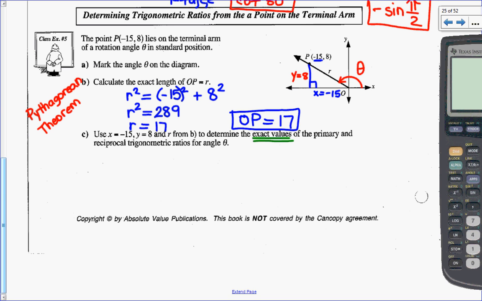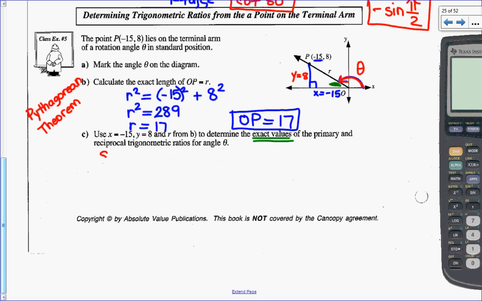Also, if we need to find the trig values for angle theta, that's this angle here. But we learned just a minute ago that they are the same as the trig values of the reference angle, which is this angle right here. Okay, so that's why we can use the triangle we have to find the primary and reciprocal trig ratios. It's going to be the same as the primary and reciprocal trig ratios would be for theta.